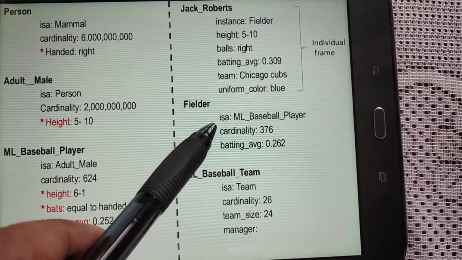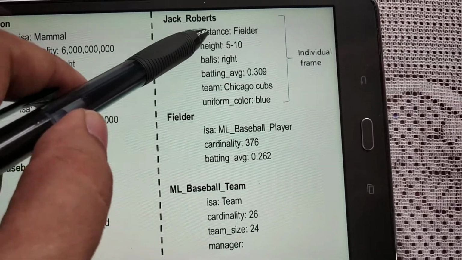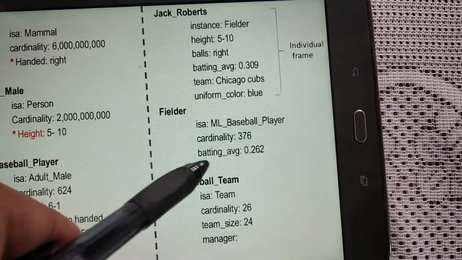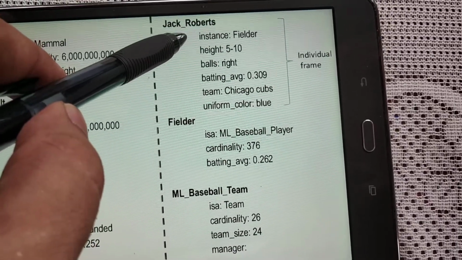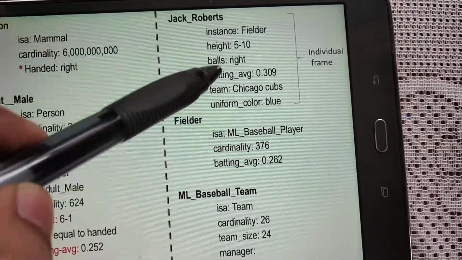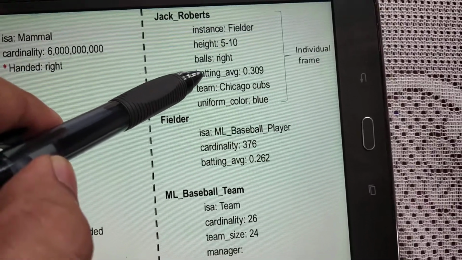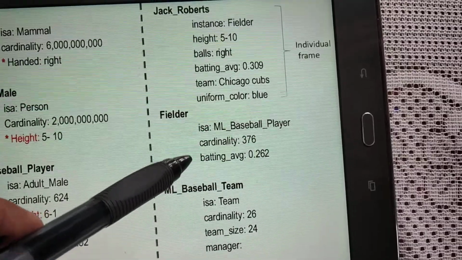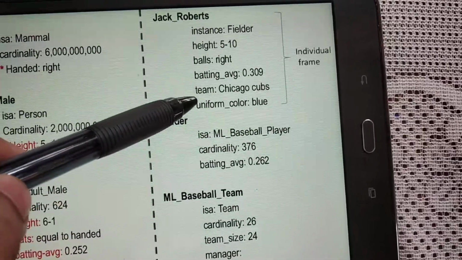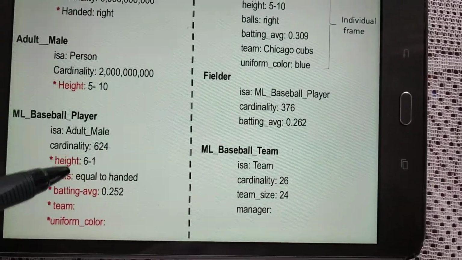Now the fielder class, which is a subclass of the baseball player class, has Jack Roberts as an object or instance. So all the attributes of fielder will be listed in Jack Roberts. Notice that there is height, bats, batting average, team and uniform color. Out of all these values, only batting average is mentioned in the fielder class. Team, uniform color and all other values are taken from here.